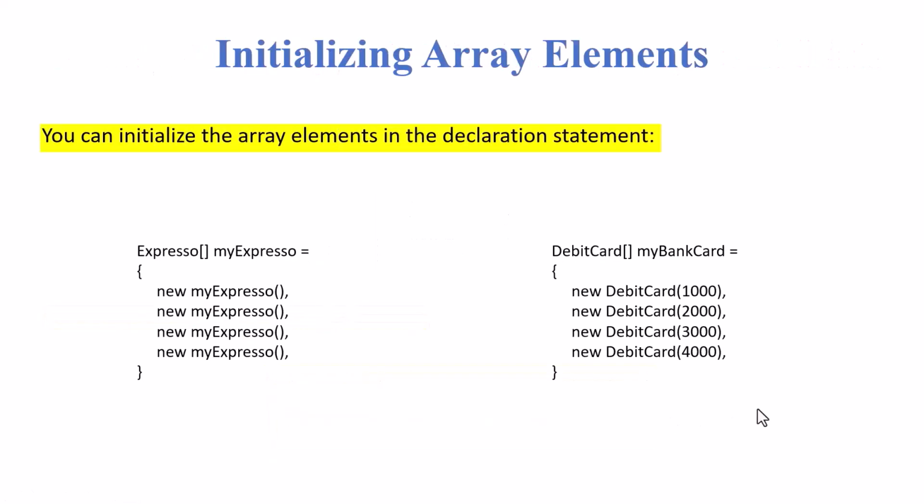You can initialize the array elements in the declaration statement. Espresso[] myEspresso = and have a set of braces here. You've got the form sitting here. Debit card, myBank, for example, new debit card 100, 200, 300, 400. In other words, we're passing a parameterized array, and we're giving it the balance. You'll see that in an application we're going to be doing down the road here.